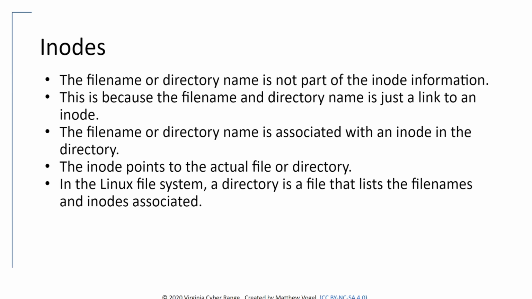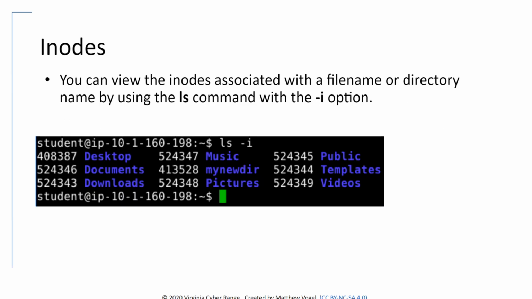Okay, the file name or directory name is associated with an inode in your directory. The inode points to the actual file or directory where it's at. In the Linux file system, a directory is a file that lists the file names and the inodes associated with those. Okay, so here's an example.